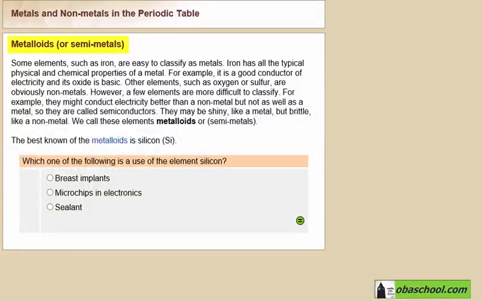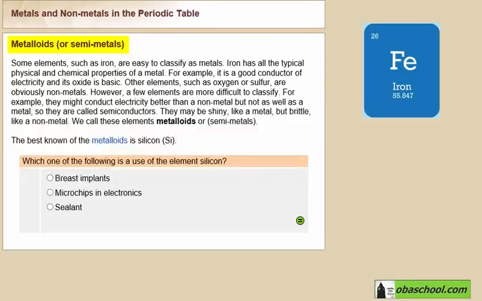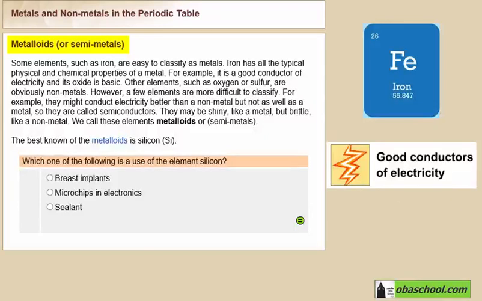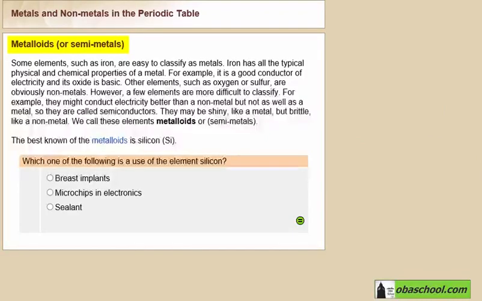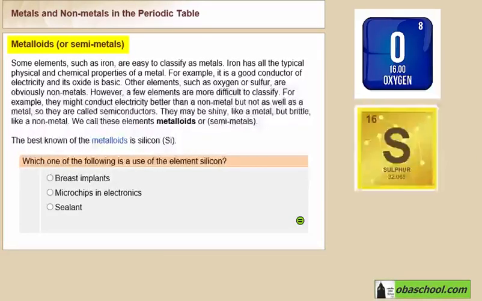Let's now discuss metalloids or semi-metals. Some elements, such as iron, are easy to classify as metals. Iron has all the typical physical and chemical properties of a metal. For example, it's a good conductor of electricity, and its oxide is basic. Other elements, such as oxygen or sulfur, are obviously nonmetals.